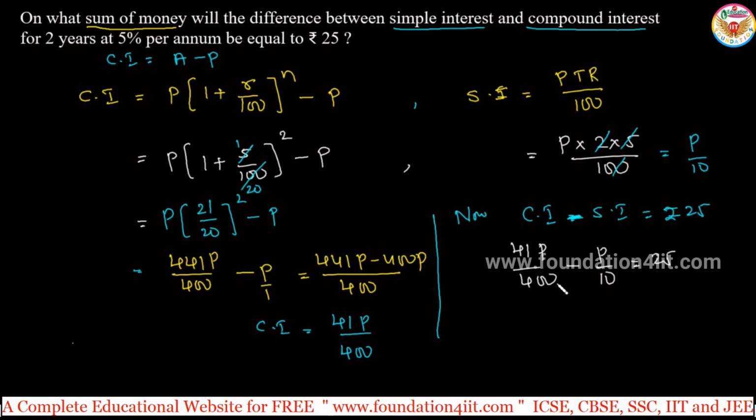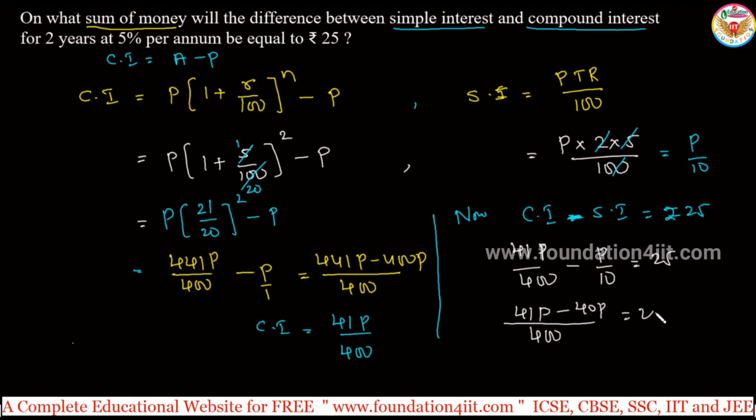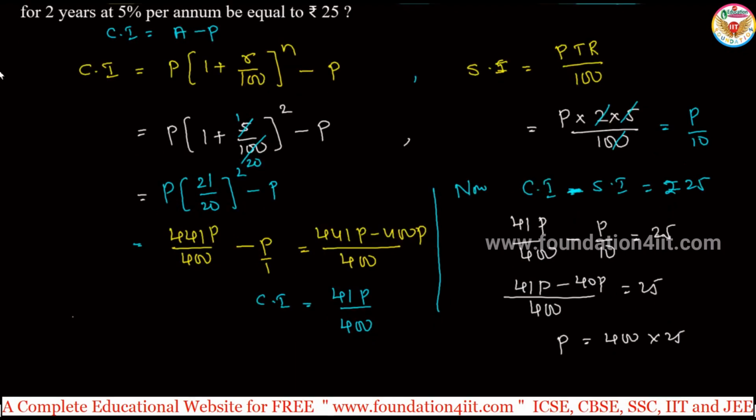You can take this calculation. 400 is the LCM. 41p minus 40p is equal to 25. Then 41p minus 40p is p, which is equal to 400 into 25. Take this side, multiply: 25 4s are 10,000. Finally, p is equal to 10,000.